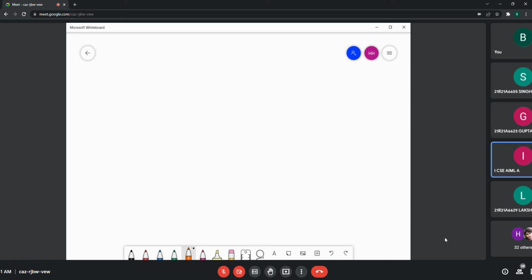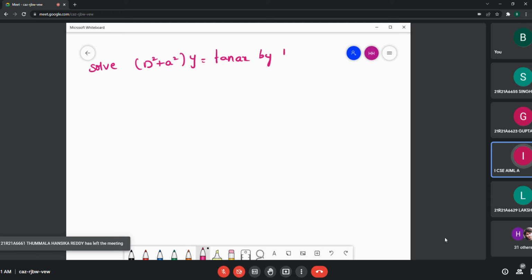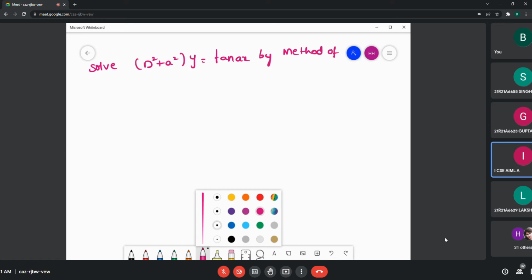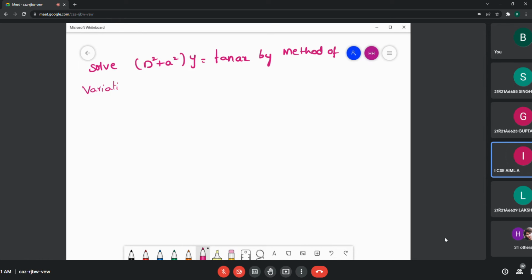Okay, now see the question. Solve (d square plus a square) y is equal to tan ax by the method of variation of parameters. So now take the differential equation.